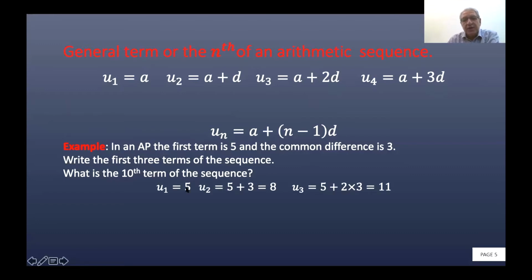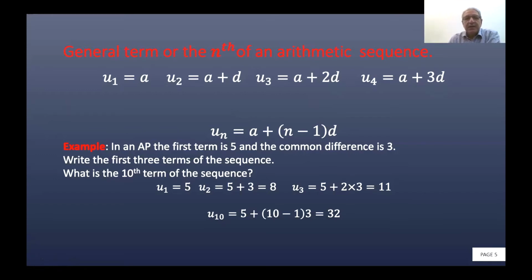Therefore, the first one is 5. To get the second one, you are adding 3, which gives 8. To get the third one, you have to add 2 times 3, which is 6, plus 5 is 11. Actually, you can say that you are adding 3 to 8, and 8 plus 3 is 11. Now, how to find the 10th term? Using this formula, you want U10. U10 will be A, and A is 5, plus n minus 1, which is 10 minus 1, which is 9, times D, and D is 3. Just calculate this, you are going to get 32. Therefore, the 10th term of this sequence is 32.